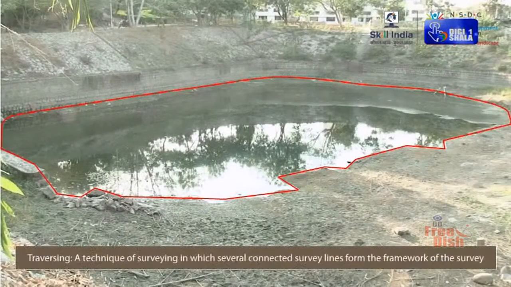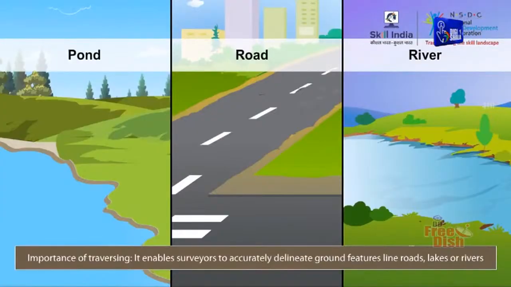In this module, you have learnt that traversing is a type of survey in which several connected survey lines of known direction and length form the framework. The importance of traversing is that it enables surveyors to accurately plot the shapes of ground features having an irregular outline.